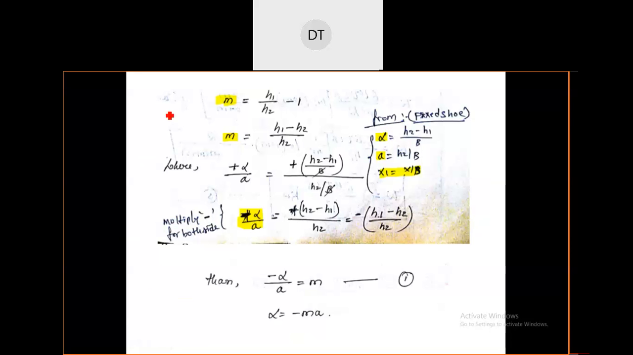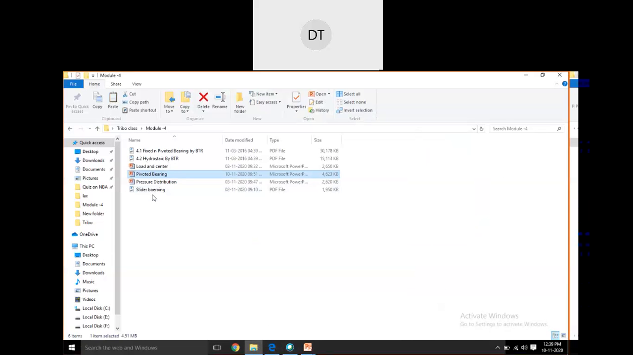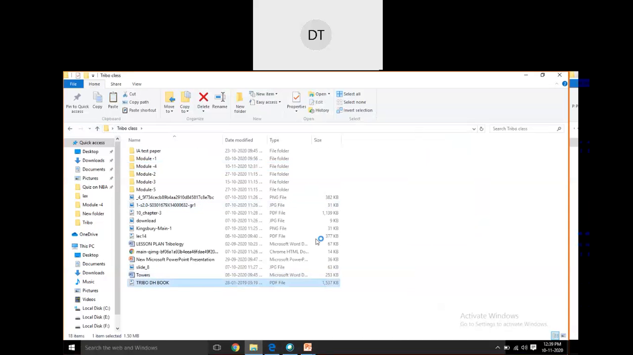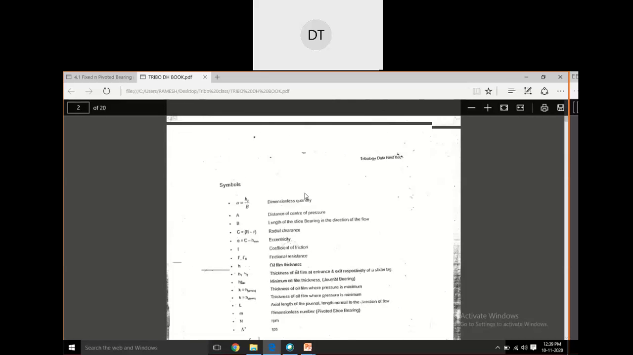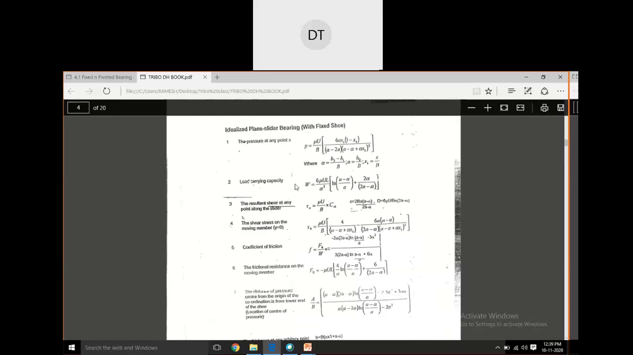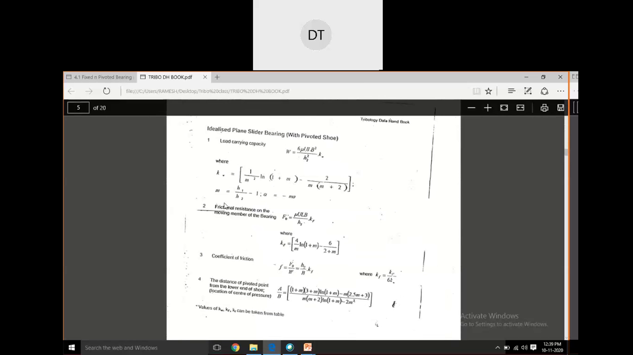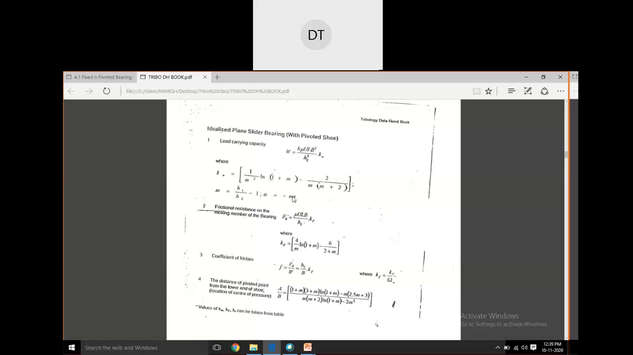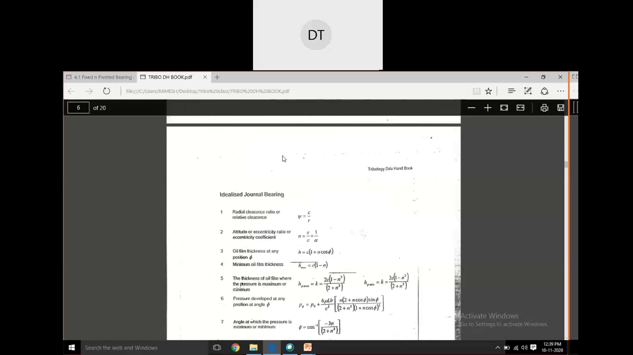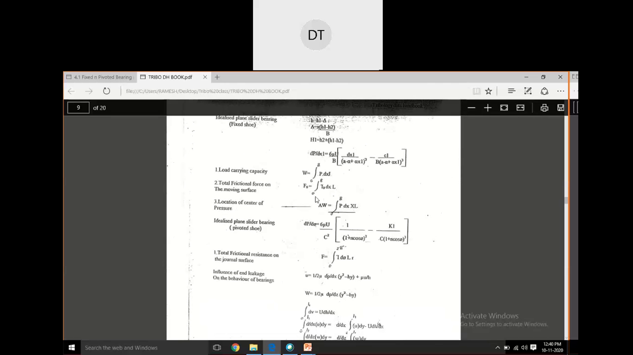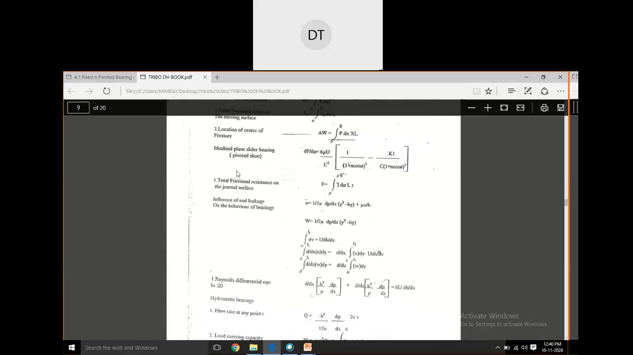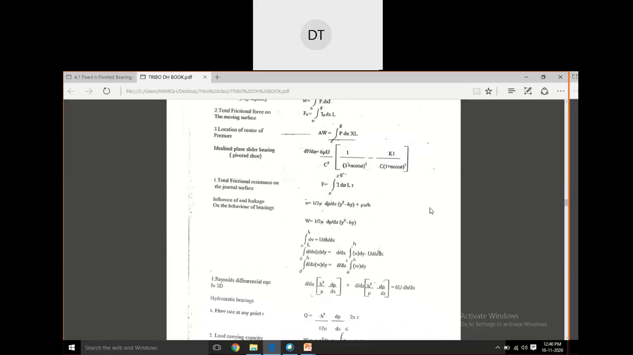you can get these equations in your data book. I will show you. This is the data book. Here it is fixed, the previous one is the fixed shoe, and now it is the pivoted shoe. Here alpha by a is equal to minus m, and this is the load carrying capacity. If you want the m equation, see for pivoted shoes, this is the equation we are using.